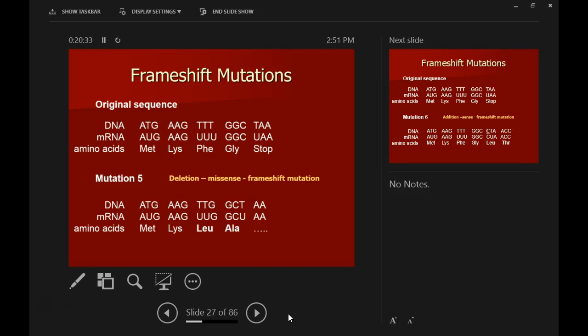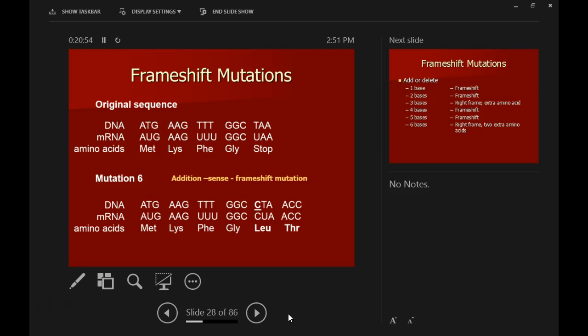Now if you want to put in missense, you sure can, because obviously when we have deletions and insertions, you're often going to get a little missense anyway. So we often just call it deletion frame shift mutation. Let's take a look at another one. This one is an example of an addition.